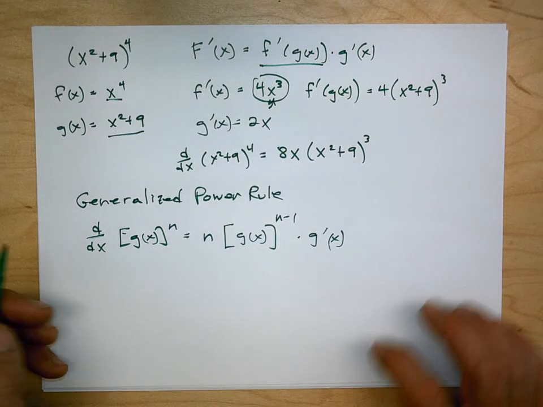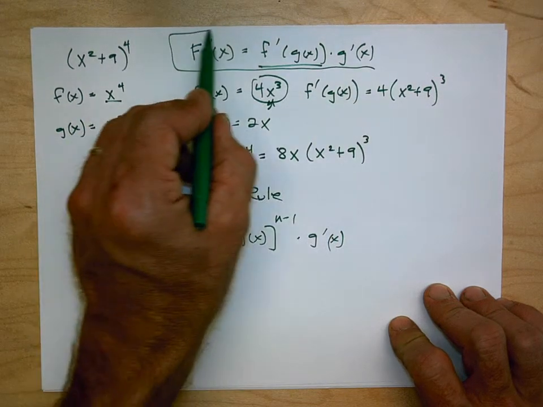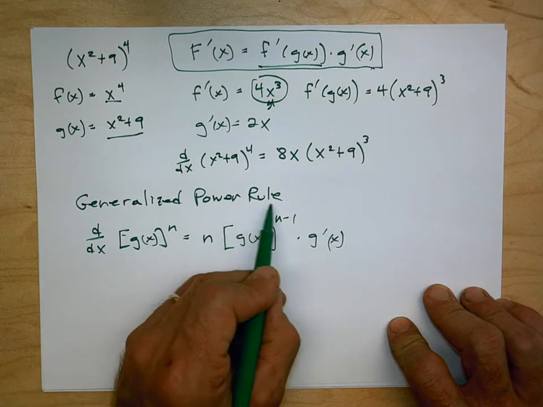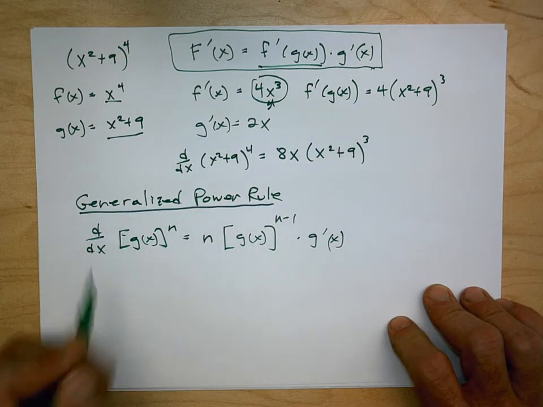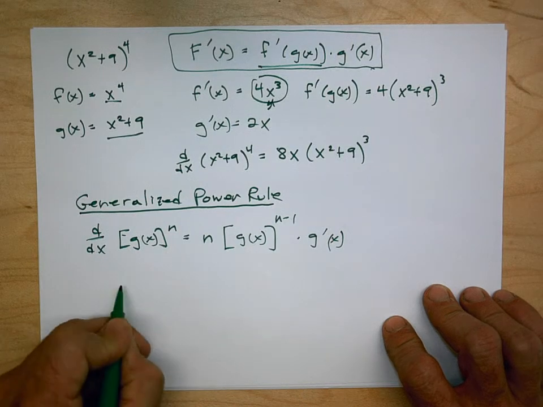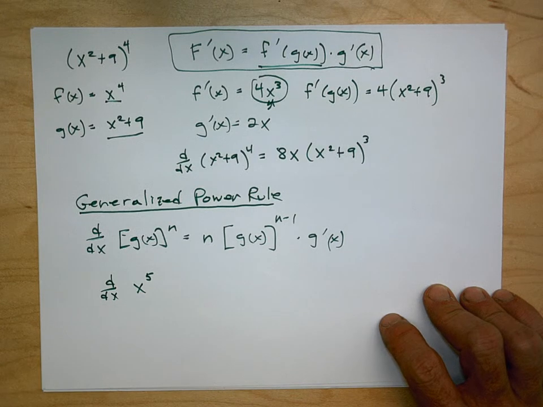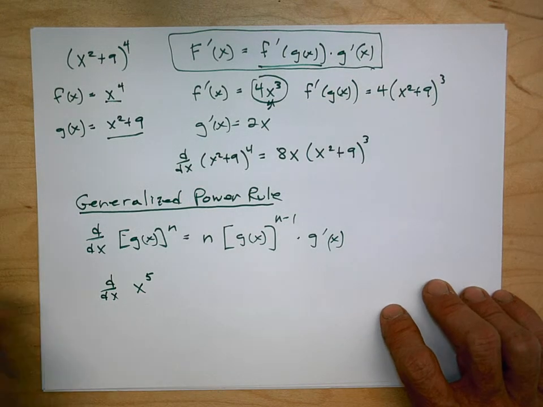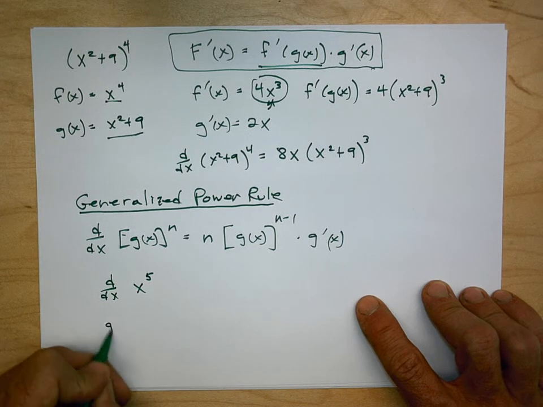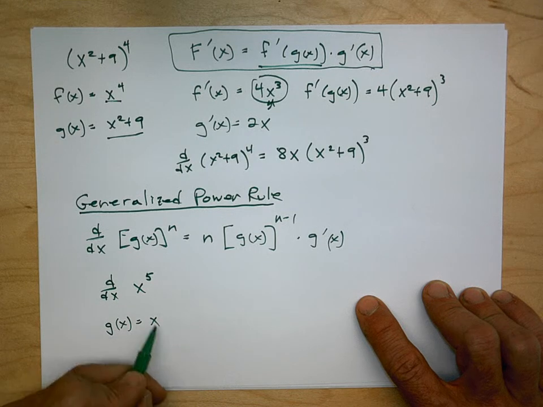All right, so this can be useful. You can use this formula, the general formula for the chain rule, or you can use this more specific one, which is the generalized power rule. Notice that the power rule we have, if I want to just take the derivative of x to the fifth, we know that's just 5x to the fourth. But you can think of this as a composition of functions where the inside function is just x, and I'm raising it to the fifth power.